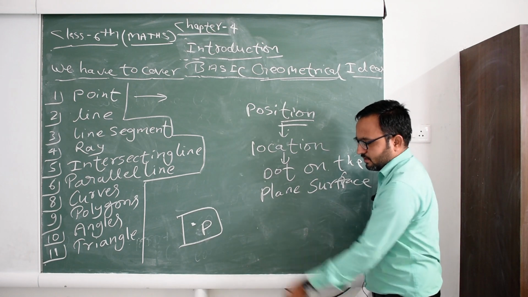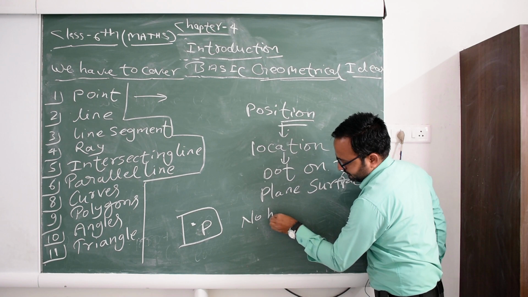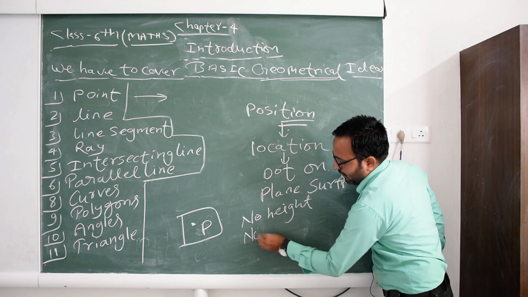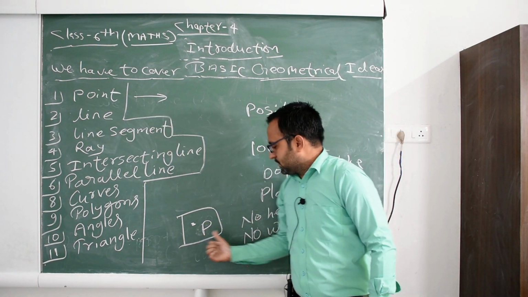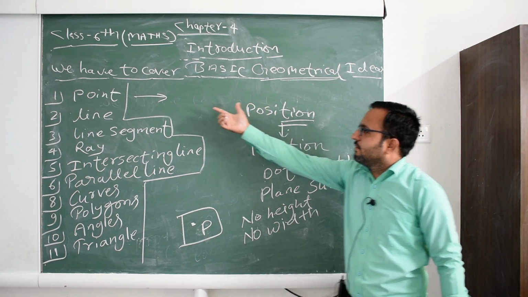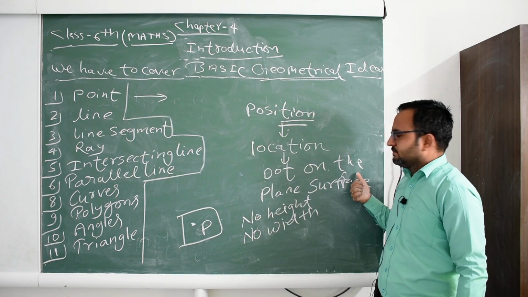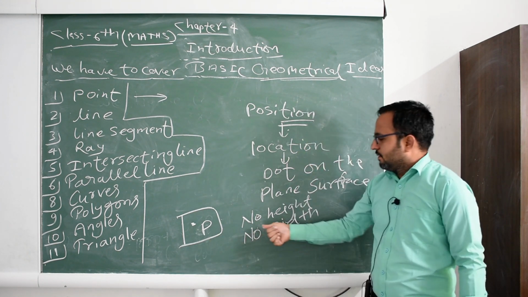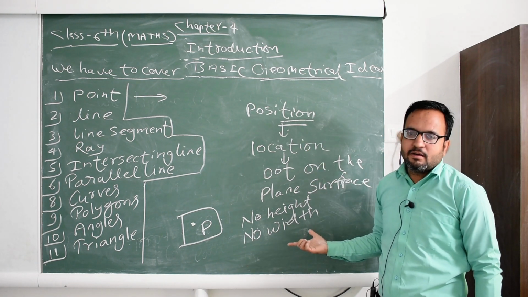What is the quality of this dot? It has no height and no width, because a point has no height and no width. So I conclude this point is a position or location on the plane surface and it is denoted like this, and a point has no height and no width. Okay, so this is your point.